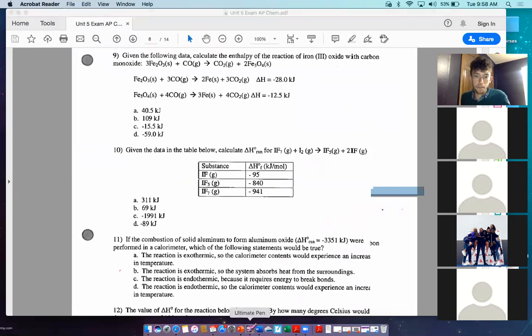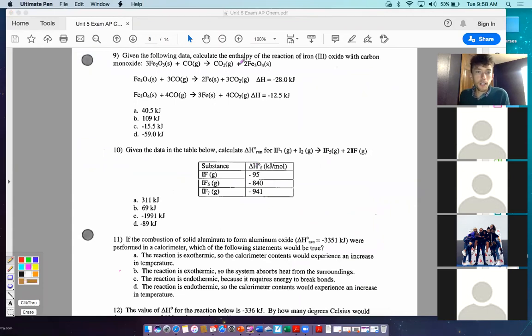Question 9. This looks like it's going to be a Hess's law question. Here's the picture on the puzzle box. Here are my puzzle pieces. I'm trying to rearrange these to get this. So I'm trying to find Fe2O3 as a solid reactant. It's right here, and I need 3 of them. So I need to go through and multiply everything here by 3.